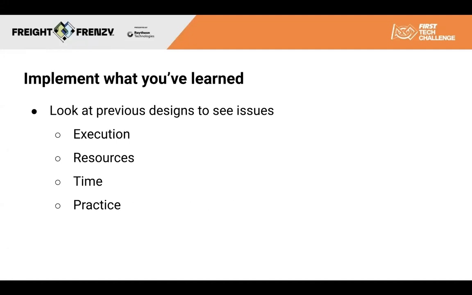And finally, implement what you've learned overall. So now this is where you look at previous designs to see issues. And this is a really important step. It's like an overall reflection on your whole process. So you need to look at execution. What could you have improved on? Efficiency, or just general building techniques, stuff like that.